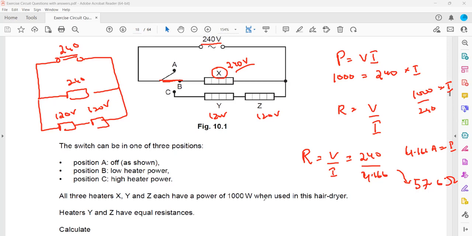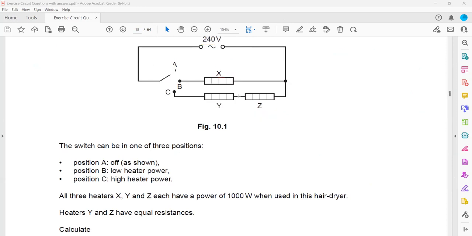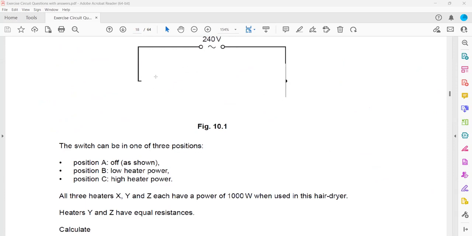Yes, sir. Clear. What if X wasn't in parallel? So for example, it can be like this. Say we may have a circuit, because multiple possibilities are there for a circuit. For example, X, Y, and Z are all connected in series with each other.